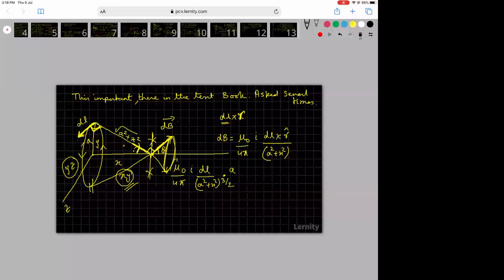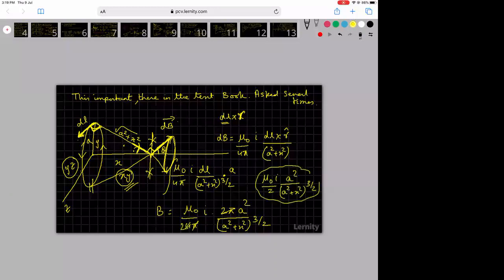Now, when I integrate this over the full loop, everything is a constant here. Nothing is changing. So the dl will become 2 pi A. So finally, I will get B is equal to mu naught by 4 pi I times 2 pi A square divided by A square plus x square power 3 upon 2. So the 2 pi will get cancelled. So finally, ultimately, I will get mu naught I by 2, A square by A square plus x square power 3 by 2. So this is the magnetic field at a distance x from the current carrying loop along the axis of the loop.